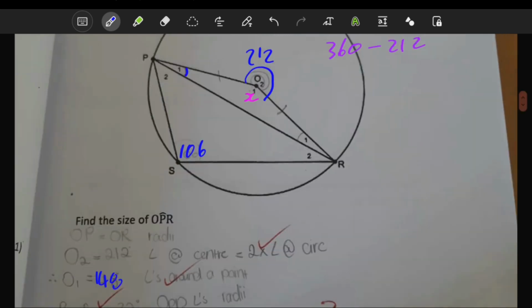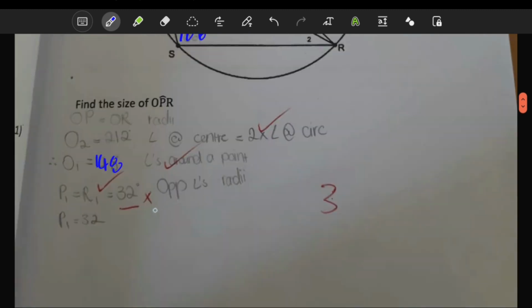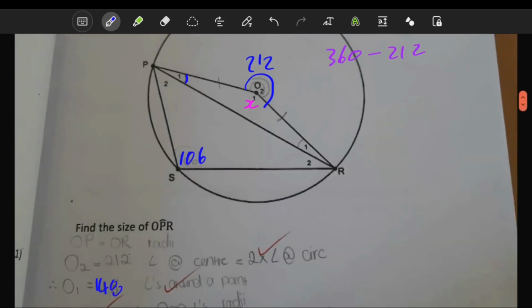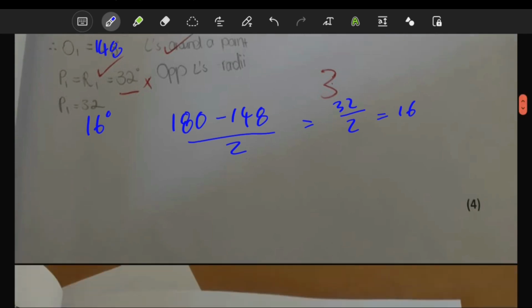And then it says here, we know that OR and OP are equal because they are radii. So technically, it's going to be 180 degrees minus 148 and then divide by 2. So 180 degrees minus 148 is going to give you 32. But then the 32 has to be cut in half, so that's going to give you 16. That's why here this is only for 3 marks and not the whole 4.